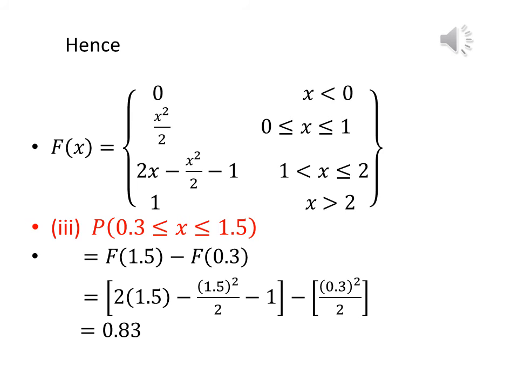What is 0.3? It is here, from 0 to 1. Substitute x by 0.3. So 0.3 power 2 over 2. And you get the result 0.83.